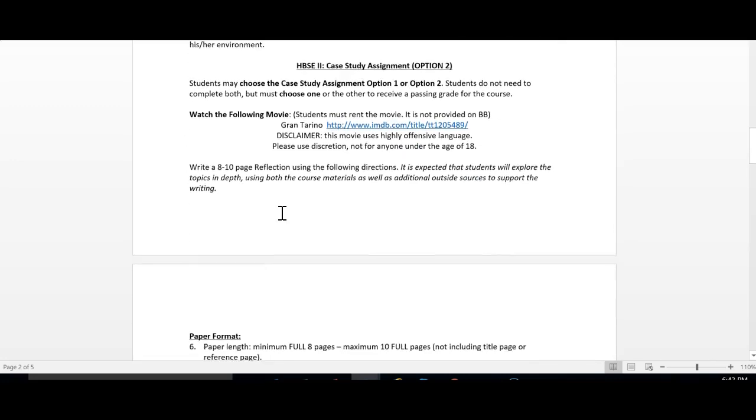Now, I want to look also at this option 2. So what's the difference between option 1 and option 2? Option 1 is interviewing a person, okay? Option 2 is not interviewing a person, but it's watching this movie, not another movie, but this movie called Gran Torino. Let me tell you that this movie is very racially charged, and people could be very offended by some of the terminology that is used by Clint Eastwood in this movie.